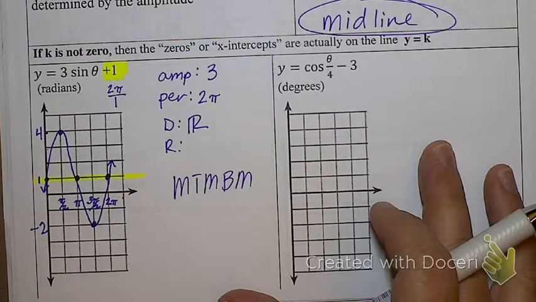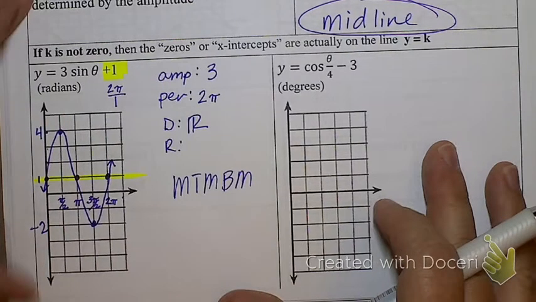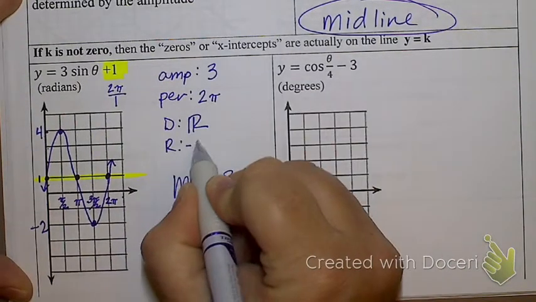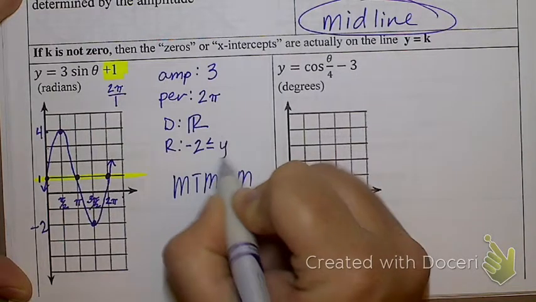Now my range has changed. My range is not from -3 to 3. What is it from? -2 to 4.